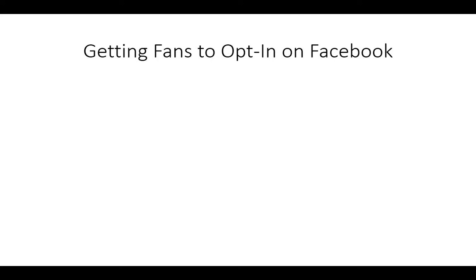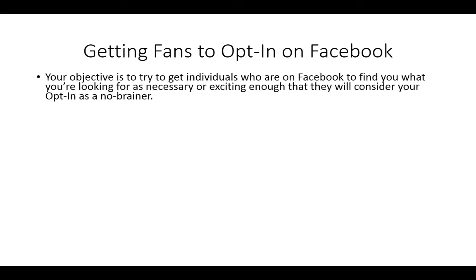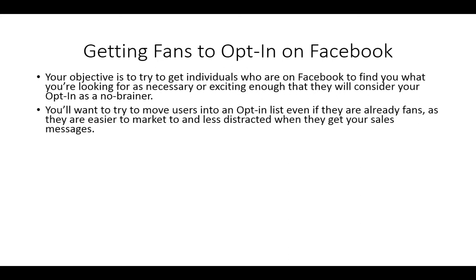But now what we need to do is we need to get those fans, people who are already attached to you on Facebook, to opt into your list. Your objective is to get those individuals to find what you're looking to give them as necessary and exciting enough that they're going to consider your opt-in a no-brainer. So when you are really paying attention to what it is that they're posting about, paying attention to the things that they're discussing on your fan page, you want to use that in order to create your opt-in bribe. And you want to try to move users onto an opt-in list even if they are already fans.